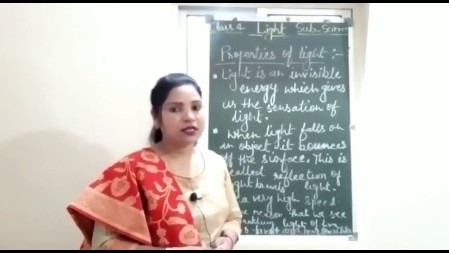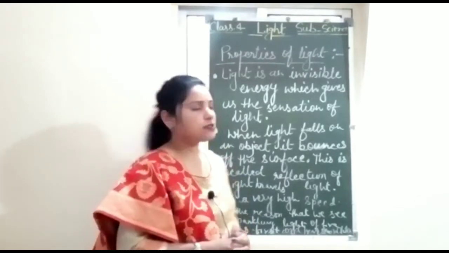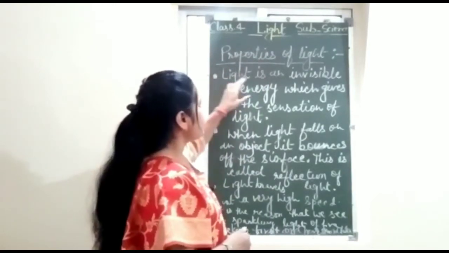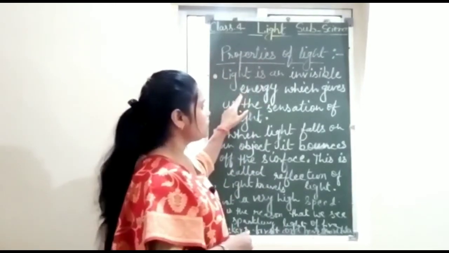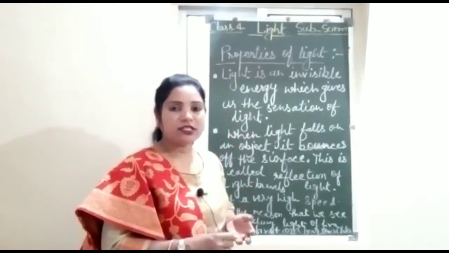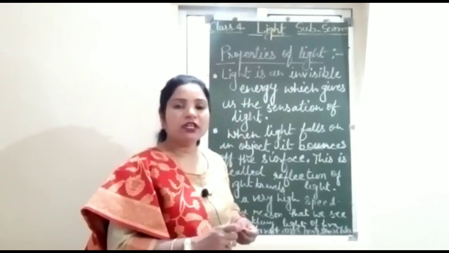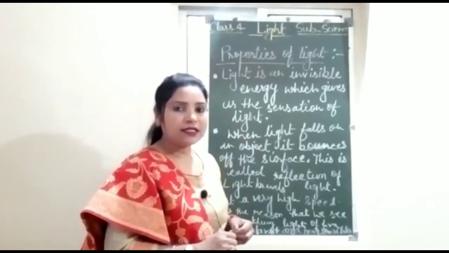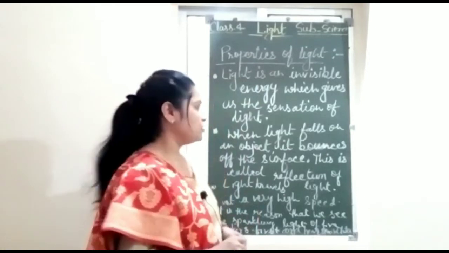Now let us discuss the last section of this class, that is properties of light. The first property is light is an invisible energy which gives us the sensation of light. Means we cannot see this energy, but we can feel the sensation of light. So light is an invisible energy.